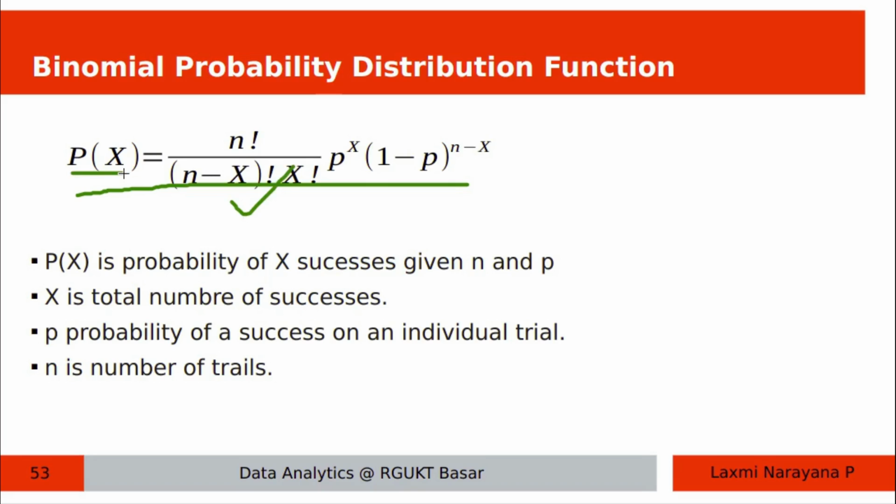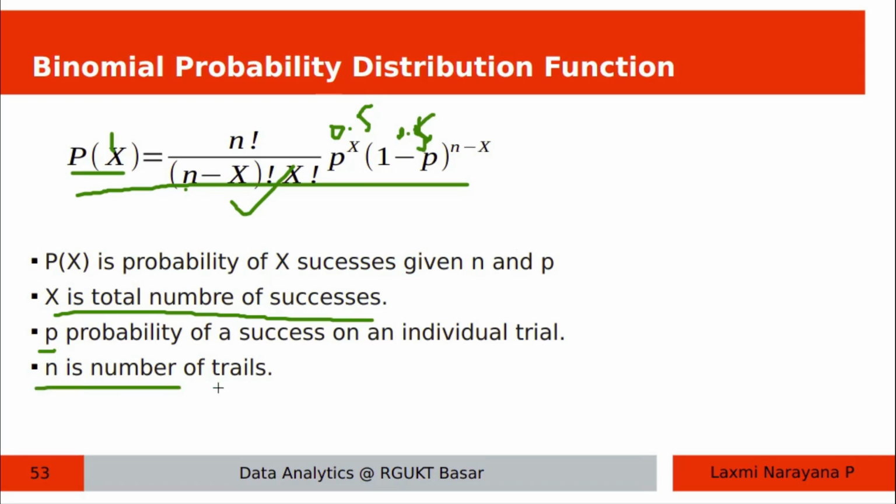Here, P of x is the probability of x successes given small n and p. X is the total number of successes. Small p is the probability of a success on an individual trial. Means the probability of getting head will be 0.5 and getting tail, that is 1 minus p, 0.5.